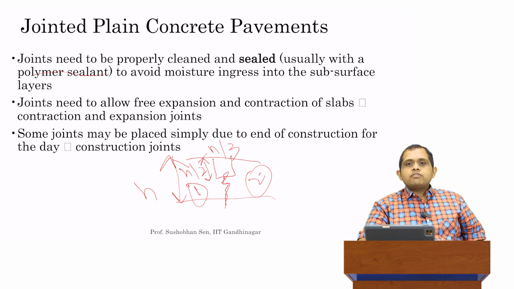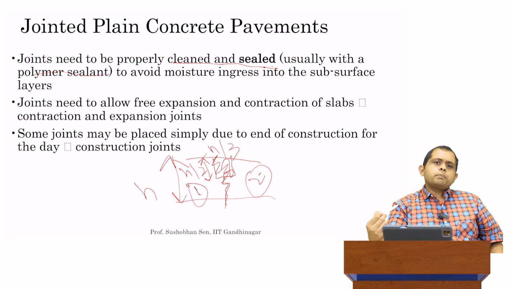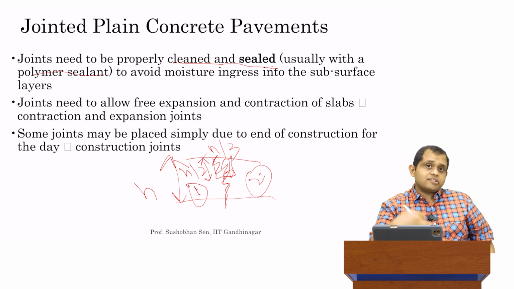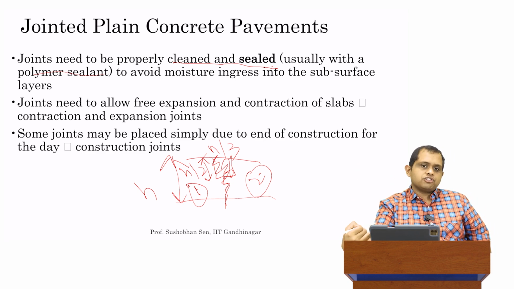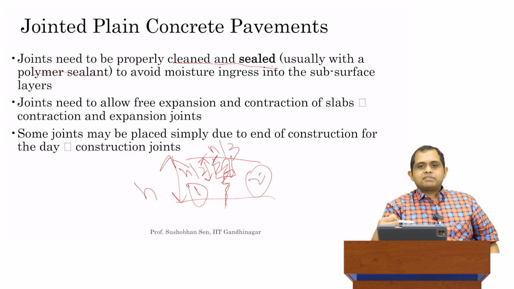Naturally, if you're thinking about performance, we have to do something to prevent this from happening. So it's not enough to just have joints. The joints also have to be properly cleaned and then sealed off such that they are waterproof. And that sealant is usually some type of polymer sealant. Usually it's an asphaltic or a bituminous product. It's not the same as the binder. It also comes from fractional distillation, but it's not exactly the same thing. So some type of asphaltic or bituminous product is typically used to seal off the joint, and that prevents ingress of moisture into the subsurface layers.